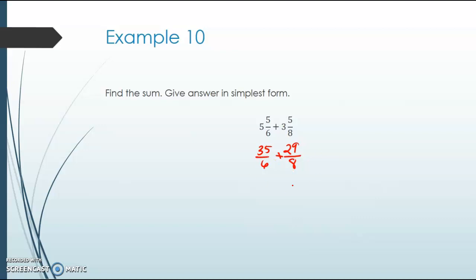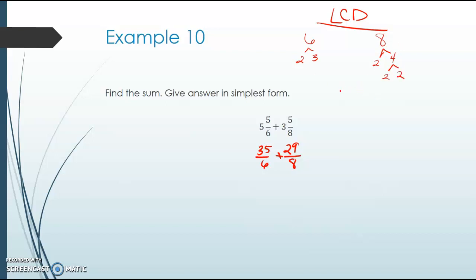Now again, I cannot add unless they have like denominators. So we need to find that LCD. We talked about in the review video that you have to do less simplifying if you actually find the least common denominator. So if I do 6 is 2 and 3, and I make my factor trees, and 8 is 2 and 4, and then 2 and 2.